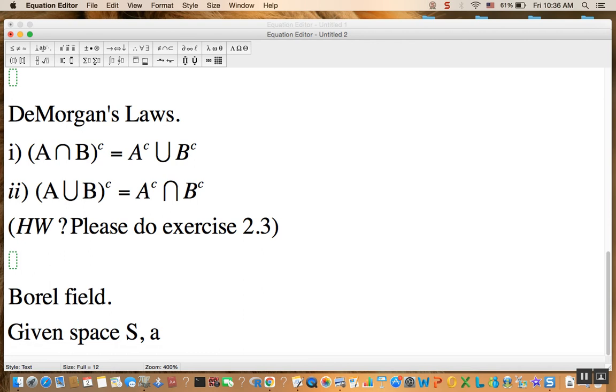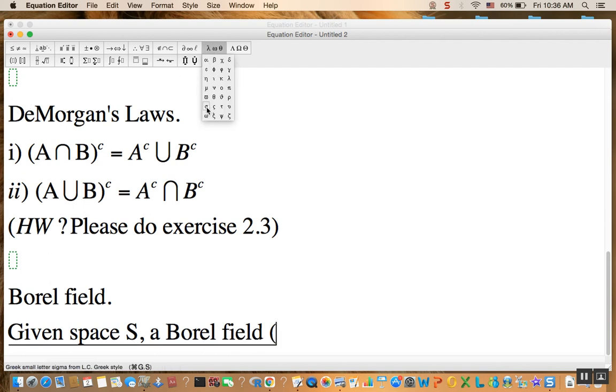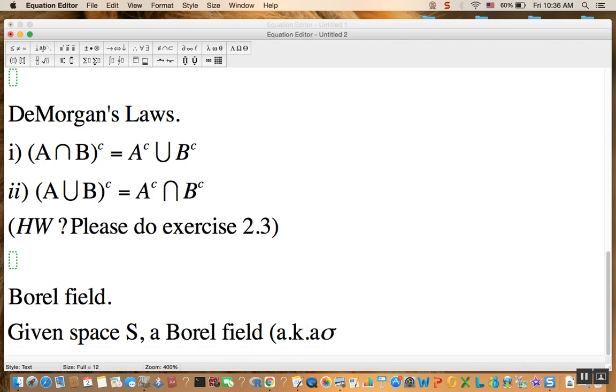So given a space S, you know that we're going to be using that capital letter S to denote the sample space. A Borel field, some people refer to them as sigma fields also. Also known as sigma field.